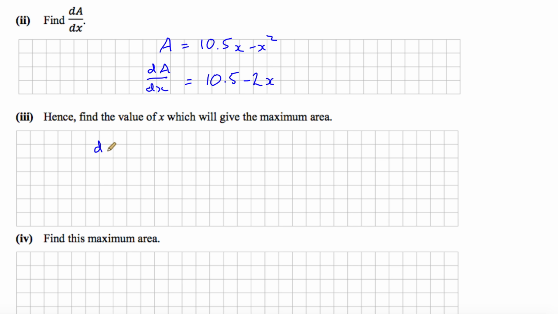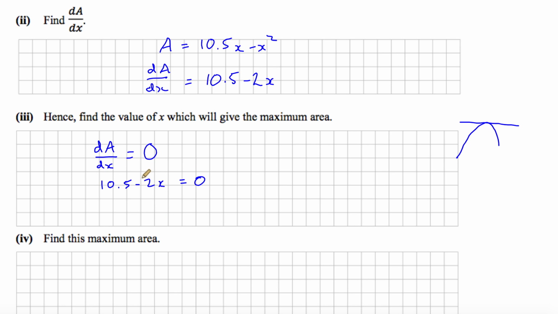Part 3 then says, hence find the value of x which will give the maximum area. Okay, well, the maximum area will come when dA dx, which is the slope of the tangent to the curve at a certain point, is 0. Because if you have a curve like this, the tangent will have a slope of 0 at this point here, at the maximum point, or indeed a minimum point. So we're going to let dA dx equal to 0. So that gives us 10.5 minus 2x equal to 0.